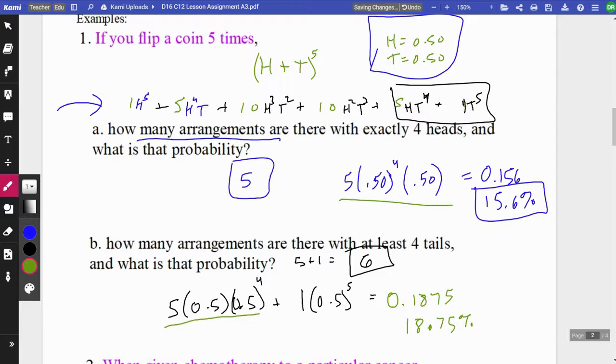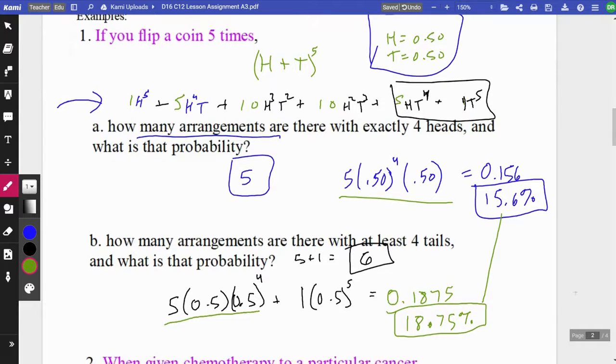Of getting at least 4 tails, meaning it could be either four tails or all 5 tails. So we have one extra possibility, and that's why our probability increased a little bit from this one, even though they should be identical. If it was exactly 4 tails, it should have the same probability. Because we say it's at least 4 tails, we get a little bit better chance.